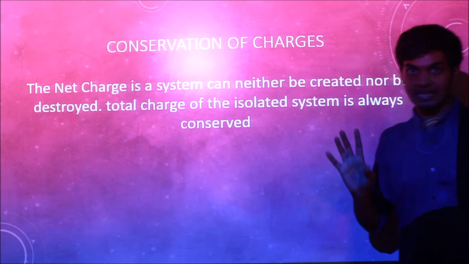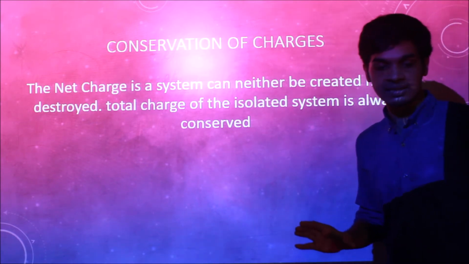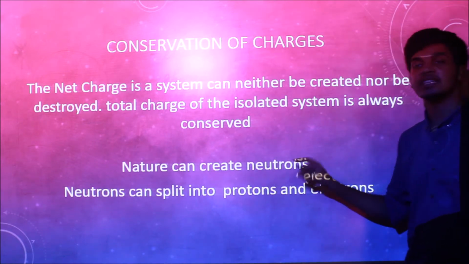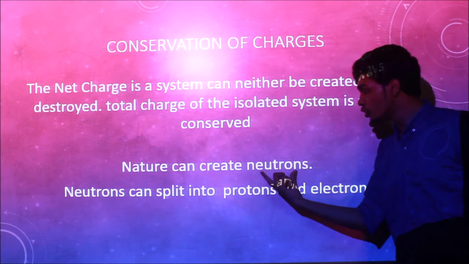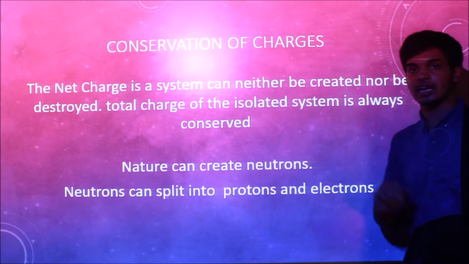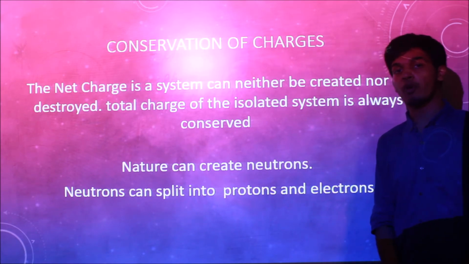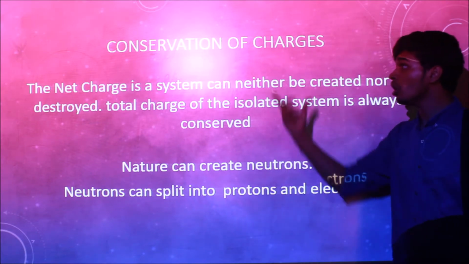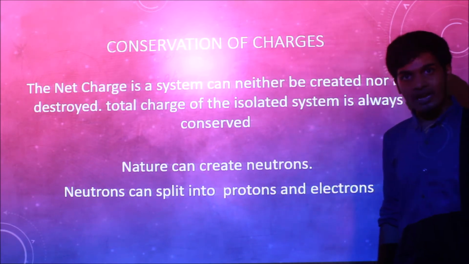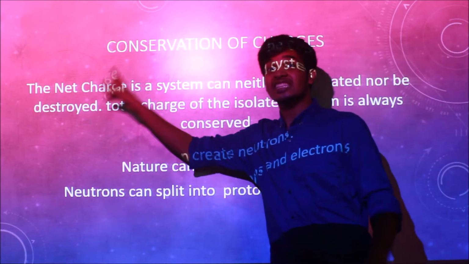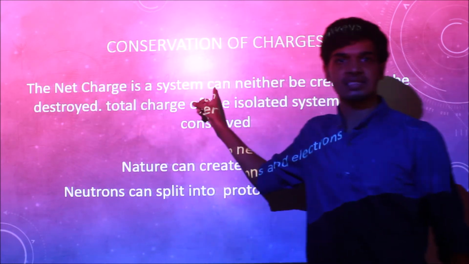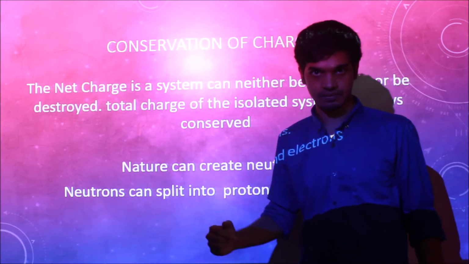But there is something that you should all understand, and that is nature is capable of creating neutrons, and neutrons have the capacity to split into protons and electrons. Therefore, isn't this a violation of the law of conservation of charges? No, it is not. Why? Because we are not saying that charge cannot be created. We are saying the net charge of the system cannot be changed.